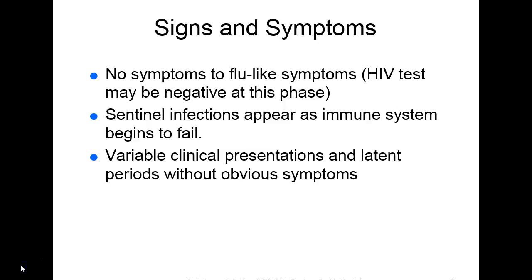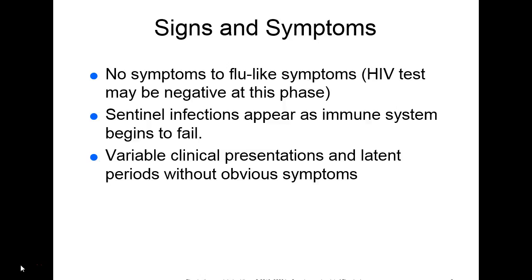AIDS will finally manifest itself with recurrent, severe, and life-threatening infections or opportunistic malignancies. AIDS is usually diagnosed when the CD4 count falls to 200 or less. They start treatment usually for HIV when the CD4 count is approximately 350. So before that, they may not necessarily even treat the patient, but instead try to bolster their immune system, etc.